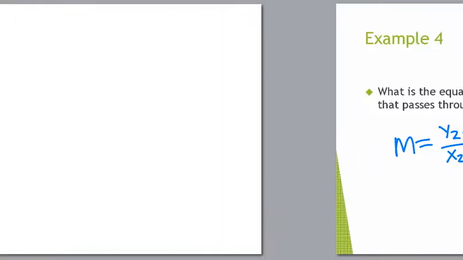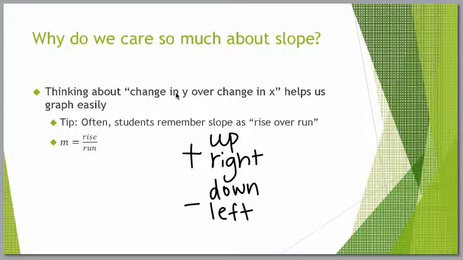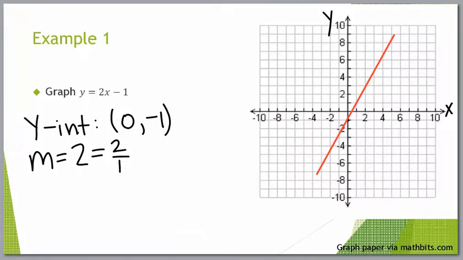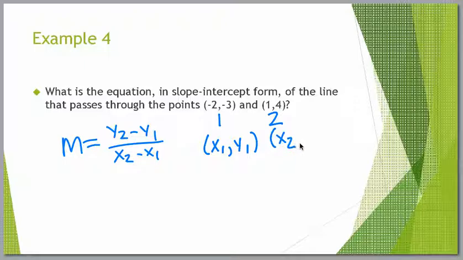And so just to remind you of that, change in y over change in x. That's our rise over our run, right? And so we can pick, again, either one of these to be our first coordinate pair. And in this case, I'm just going to go ahead and pick this one as 1 and this one as 2. So our -2, -3, that's going to be our x1, y1. And our 1, 4 is going to be our x2, y2.